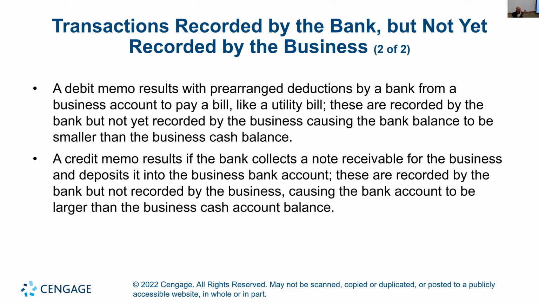A credit memo means they're putting money back into our account. Maybe that is because they are collecting a payment for us. Maybe people are paying directly to the bank. We made an arrangement: when we make the sale, they pay directly to the bank in the form of a bill payable, and the bank collects it.